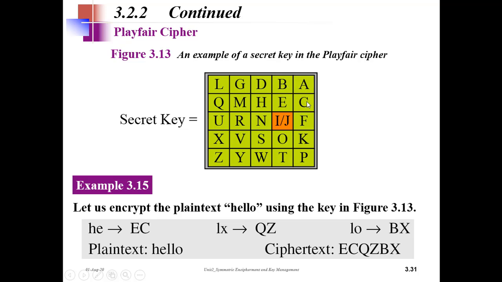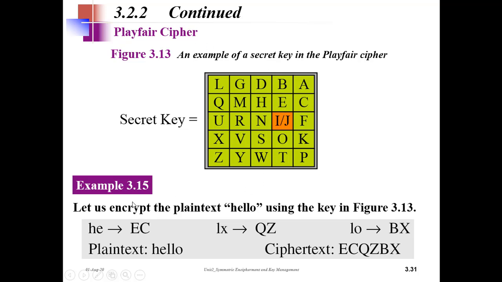So A, B, C zigzag way, D, E, F, G, H, I, J, K, L, M, N, O, P, Q, R, S, T, U, V, W, X, Y, Z, and I and J are always kept in one block, because we have 26 alphabets, sorry, we have to fit them in 25 blocks. So I and J, for some reason the Playfair cipher people have kept it like this.